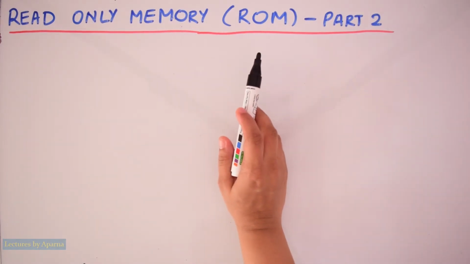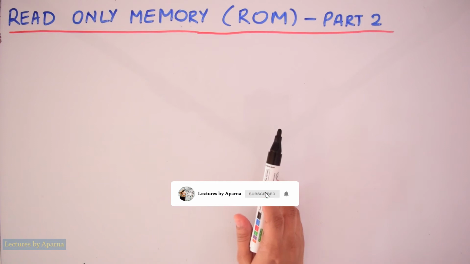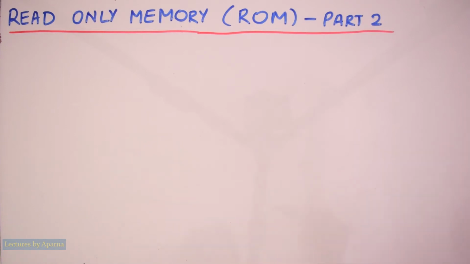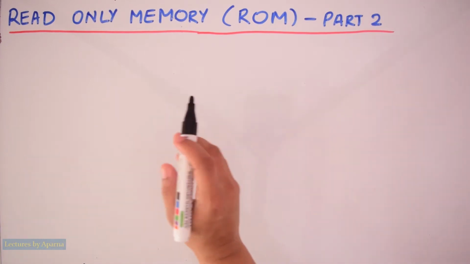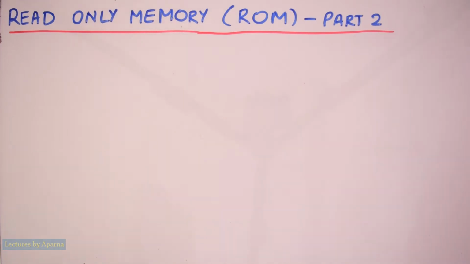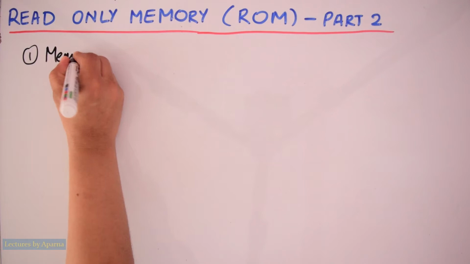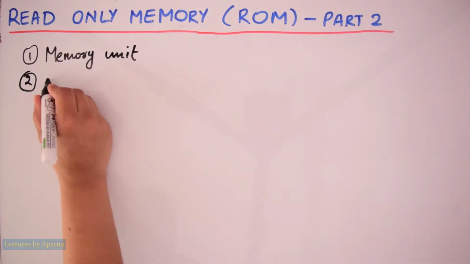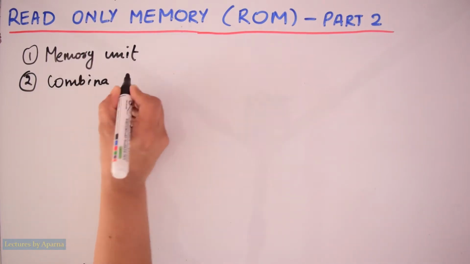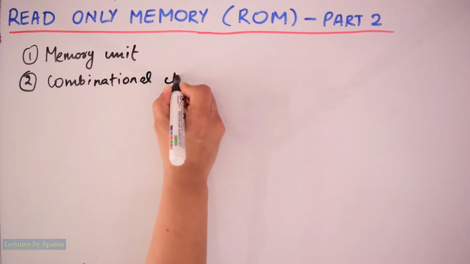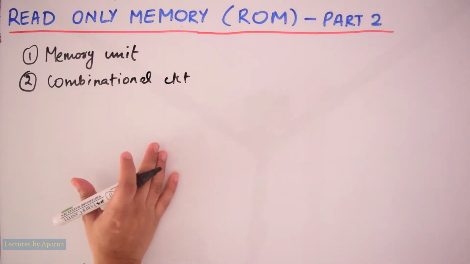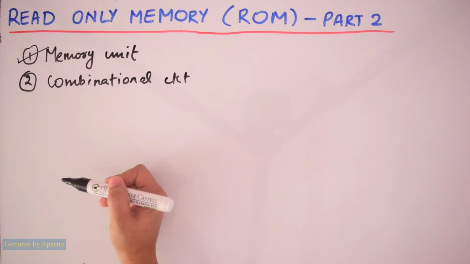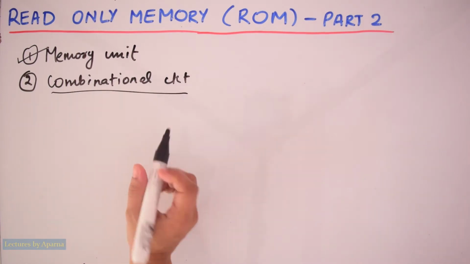This is the part 2 video of read only memory or ROM. The part 1 of this video will be available in the description box just below this video. So let's start with today's session. A ROM can be used in two ways. One, it can be used as a memory unit. Second, it can be used to implement a combinational circuit. We have already seen how ROM acts as a memory unit in part 1 video. So today we will see how to implement a combinational circuit using ROM.